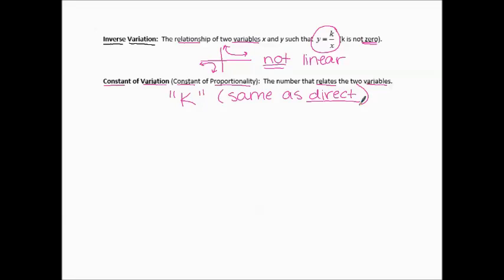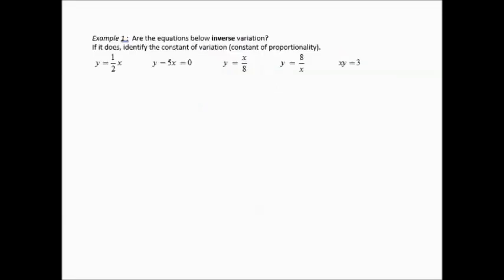So let's look at some examples of inverse variation. In this example, we ask, are the equations below inverse variation? If they are, identify the constant of variation or the constant of proportionality. This is k. So if these equations are inverse, we want to identify k. If we look at my first one, y equals 1/2 x, my x is right there in the middle, but this can also be written as y equals x over 2, which is direct. So that is not going to be inverse.